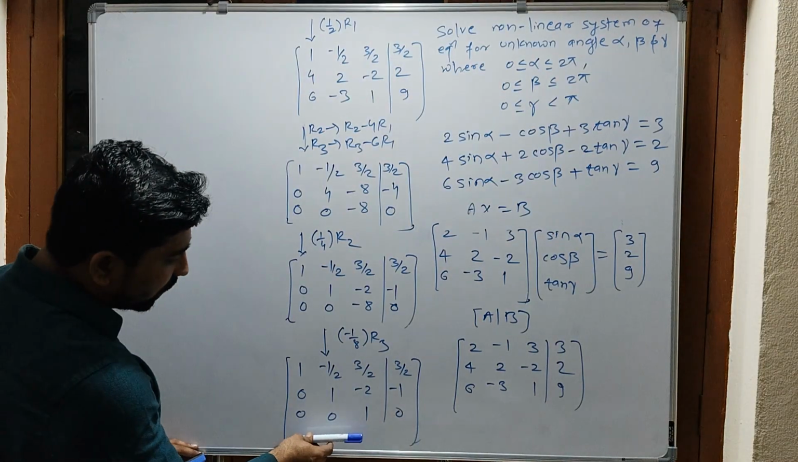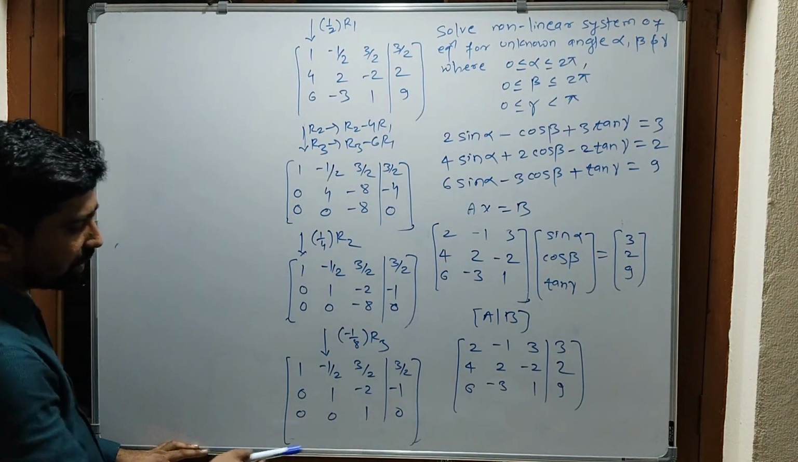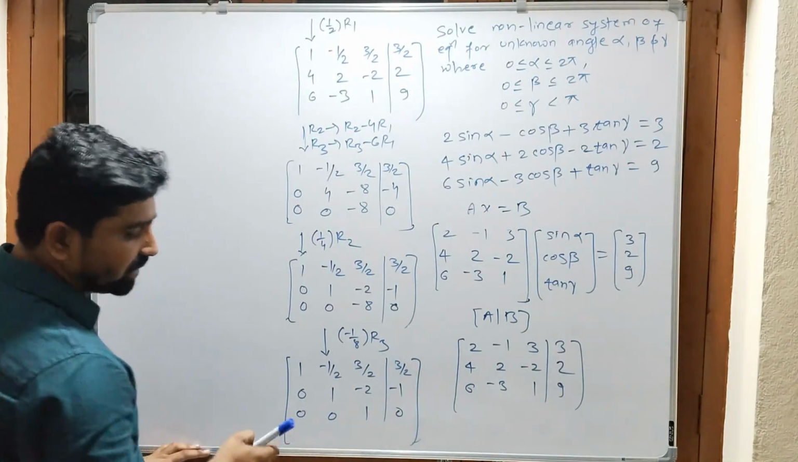Here you can observe one thing. This is my matrix A and the rank of this matrix is 3. Now this whole is my augmented matrix [A | B], and the rank of this whole matrix is also 3.